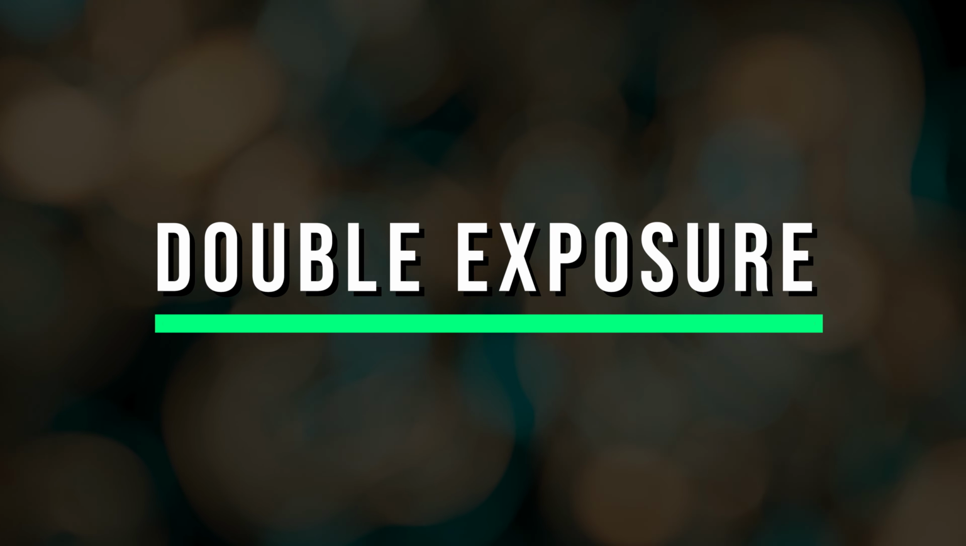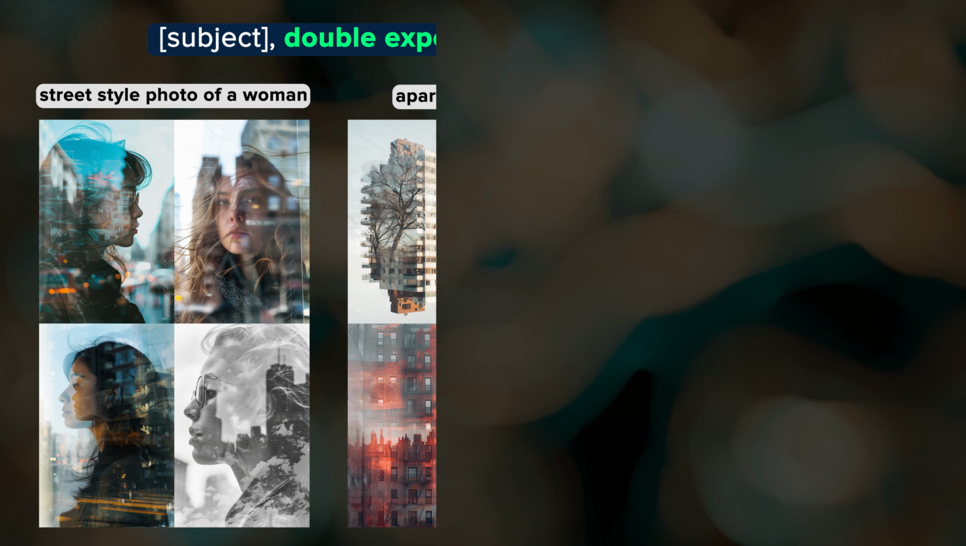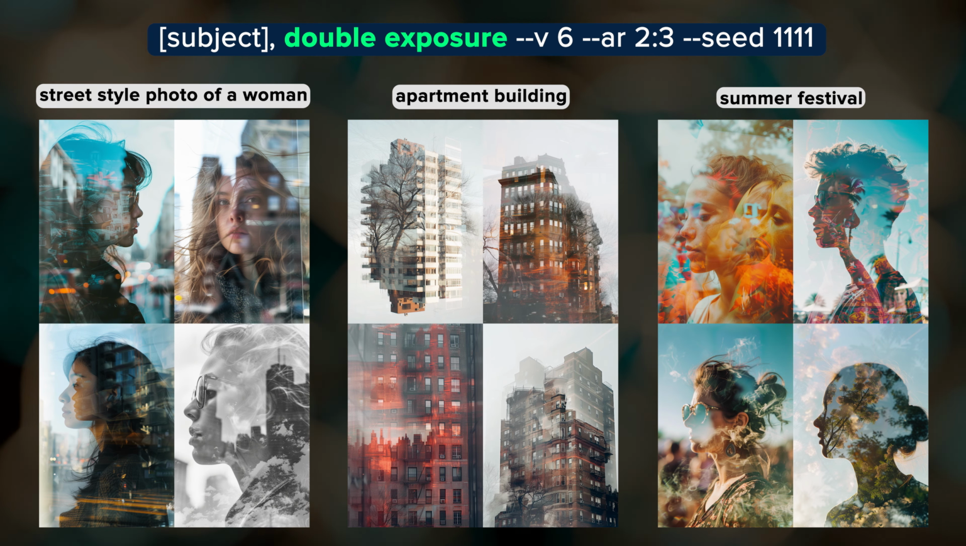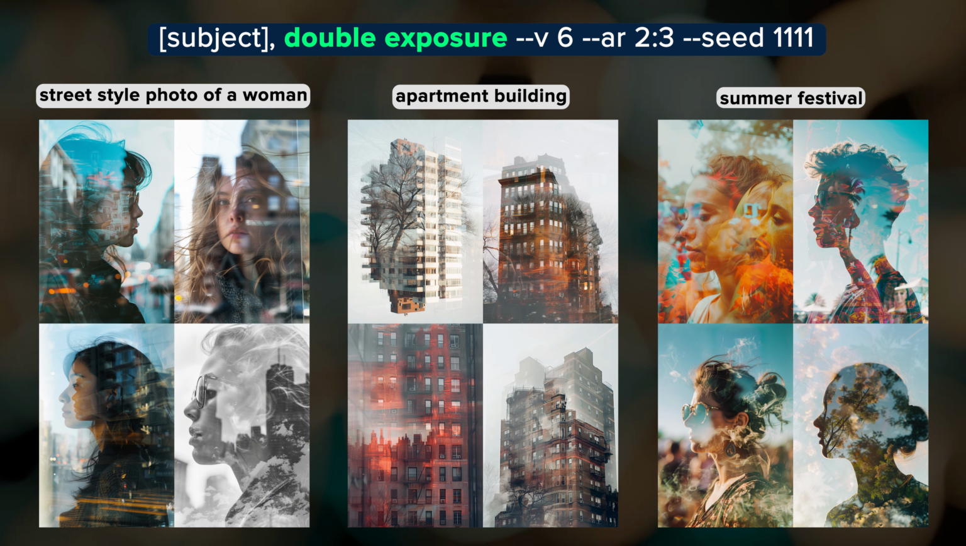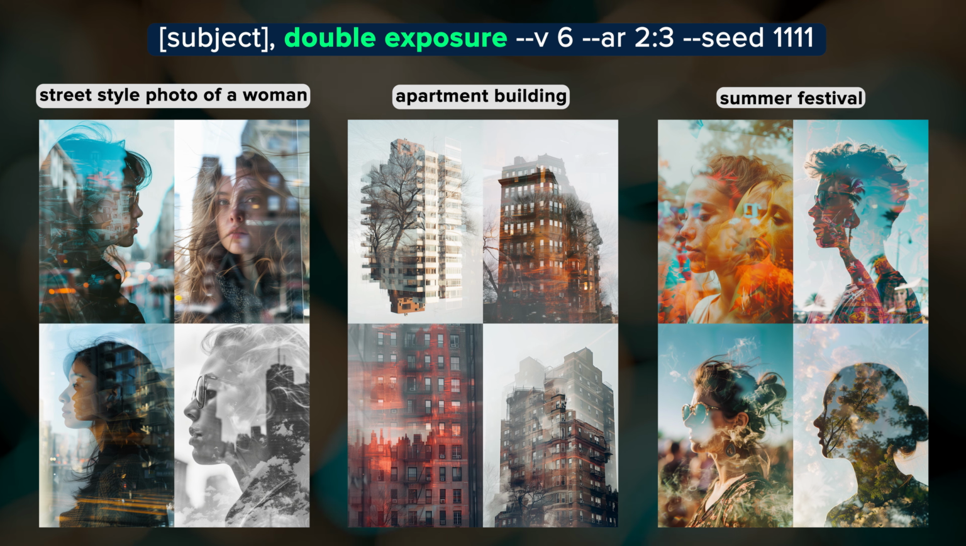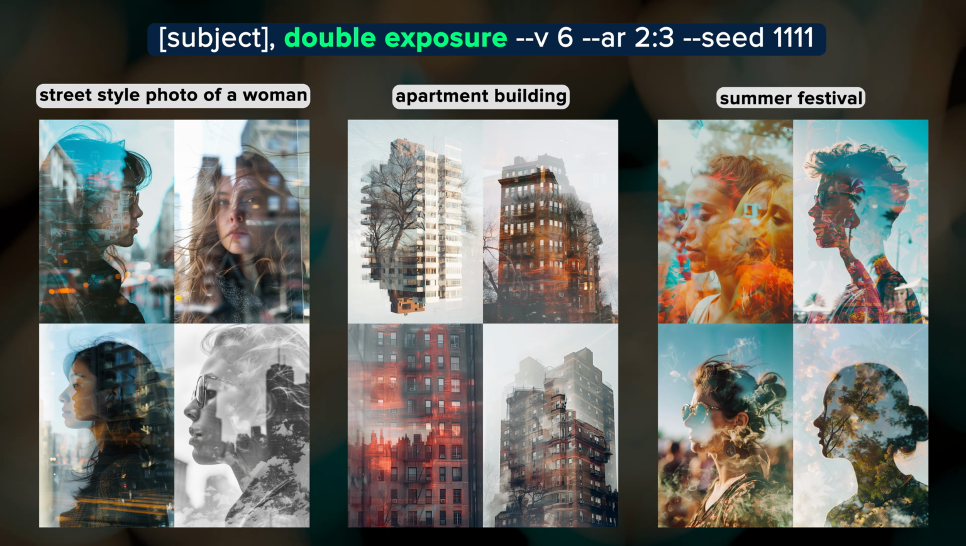Double exposure. Double exposure is a technique that involves exposing a single frame of film twice, creating a layered effect. This is one of my favorite styles to play around with in Midjourney because it generates really interesting images.